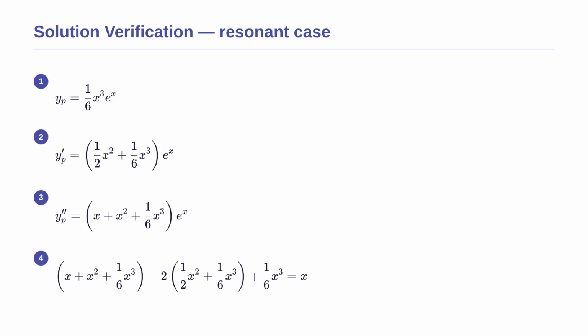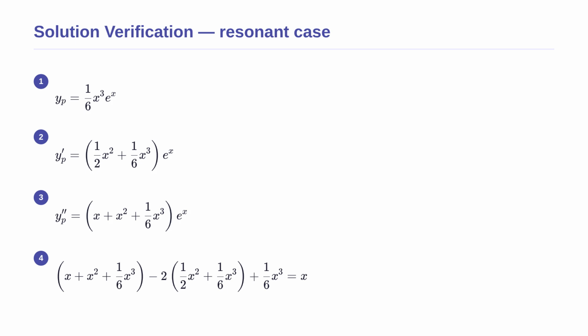So, we have proven how to handle resonance. This brings us to verifying our complex result to ensure it is absolutely correct. We take our final answer, 1/6 x cubed times the exponential, and find its derivatives. The first derivative uses the product rule to give 1/2 x squared plus 1/6 x cubed all times the exponential. The second derivative simplifies to x plus x squared plus 1/6 x cubed times the exponential.